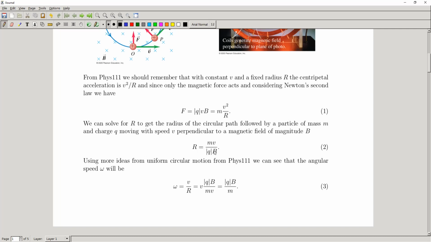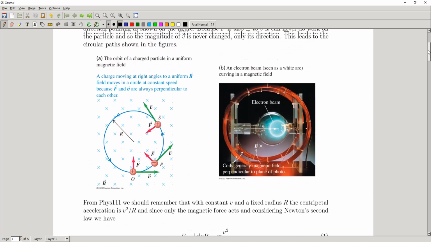Okay. We can use some more of these ideas from Physics 111. We can find what the angular speed, or I guess angular velocity, but angular speed in this case, would be. If we remember back, our omega is our angular speed, and it's going to be equal to v over r. And so we can simply substitute in the r value that we had above here with our v, do some simplification, and we end up with this expression here. So our angular speed is simply going to be equal to the magnitude of our charge times our magnetic field over our mass. Okay. And so, this is directly pulled out of the force equation here, right?